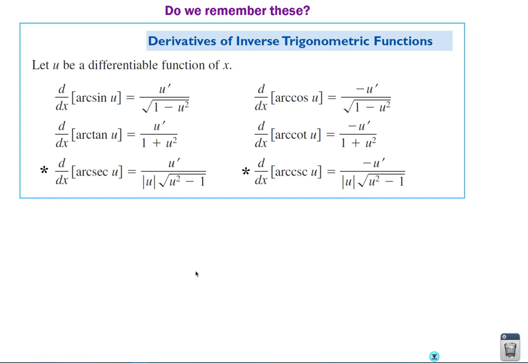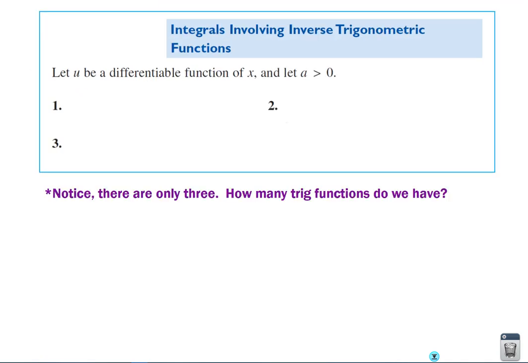So remember, just like we've done in the past, if we've learned how to go one direction, like go from derivatives this way, now to go the other direction, we take the antiderivative. So now, if I had du over the square root of a squared minus u squared, that's equal to arc sine of u over a plus c.